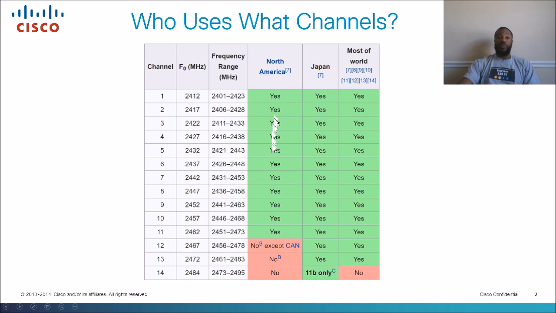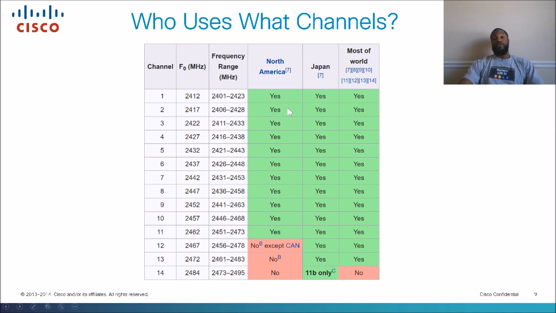North America uses 1 through 11, right? Y'all go to Wikipedia. Shout out to Wikipedia for that. This is where I got this resource right here. Channels 1 through 11 is what we use. Japan uses 1 through, as you can see, 14. And most of the rest of the world uses 1 through 13. That's why we worry over here in the United States, I'm in the United States, about channels 1, 6, and 11. Those are the ones that don't overlap.